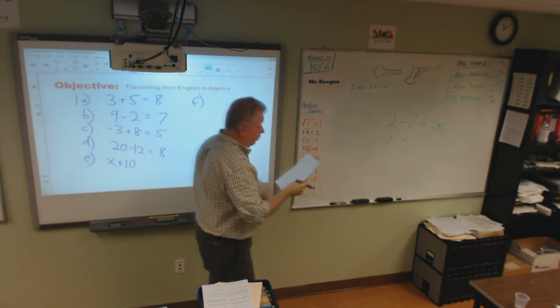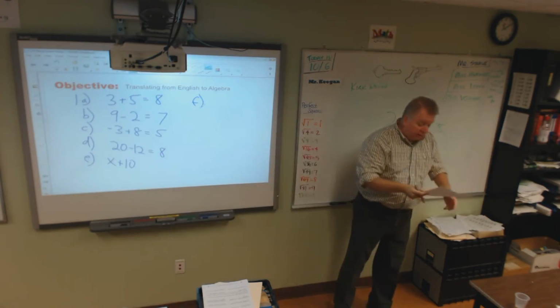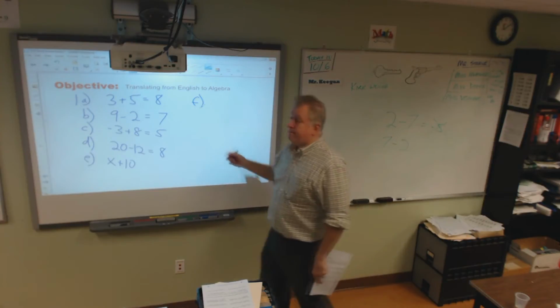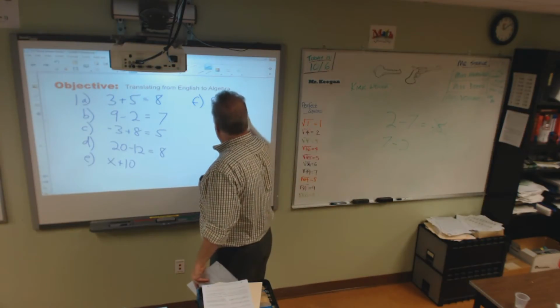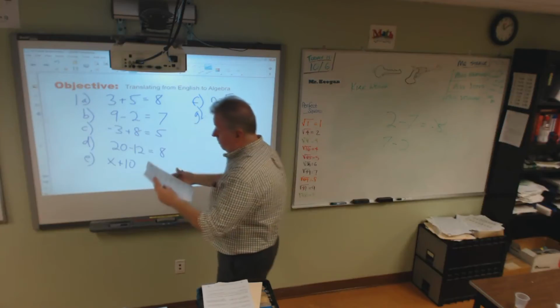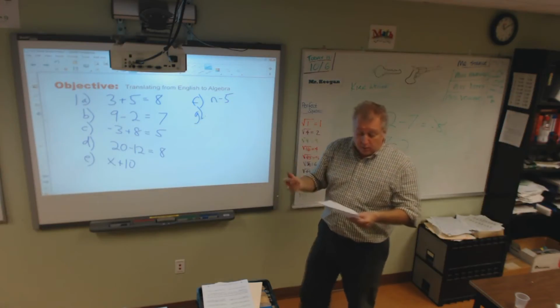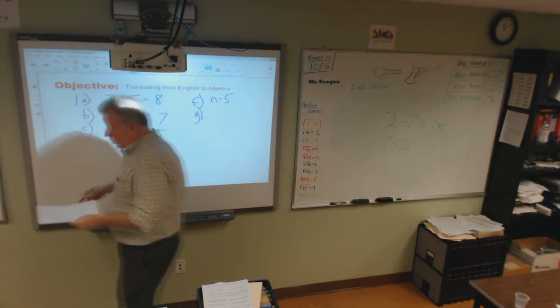If N represents a number, write an expression that represents a number that is 5 less than N. Yeah, good. Now it starts getting a little bit more interesting, right? They start getting a little bit more complicated.